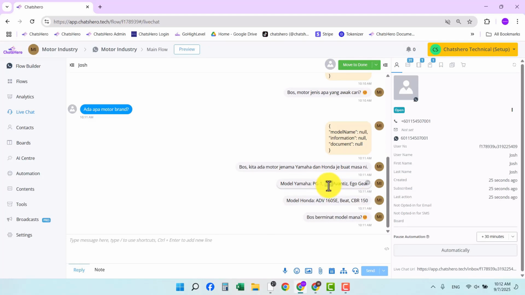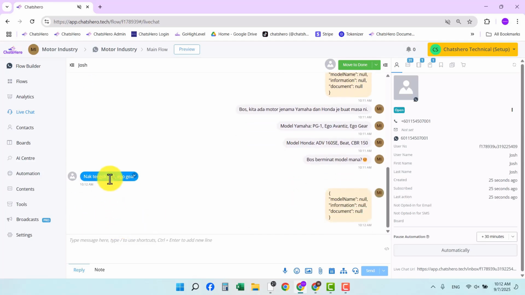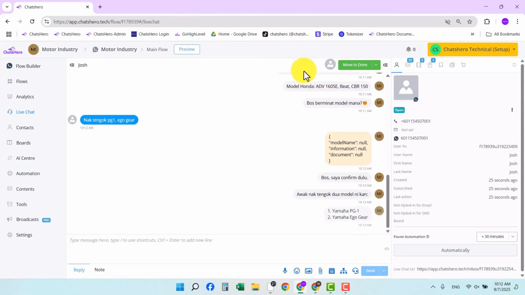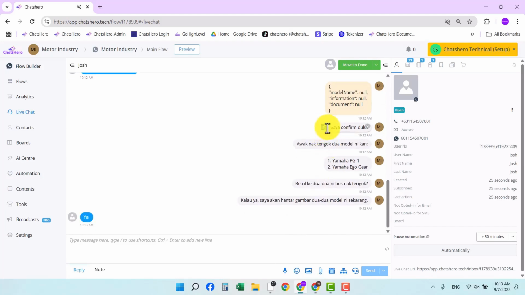Okay, so now next, I'm going to tell it I want PG1, demo PG1, okay, and eco gear. Okay, so what I can do is I can tell it that I am actively searching for these specific and distinct motorcycle models, namely the PG1 and the eco gear. These are two particular models that I am very interested in finding, and I'm instructing the system to locate them for me, right? So it will then ask us to confirm and check this. So I say yes. Yeah, sure.